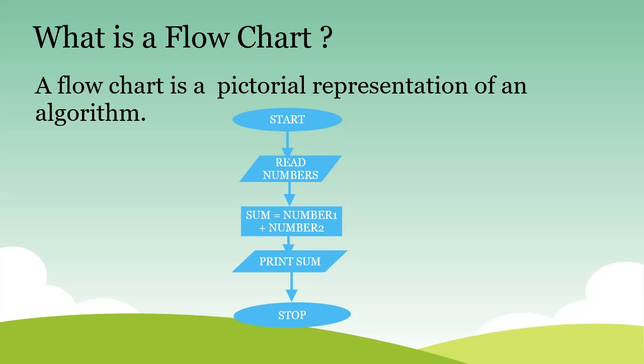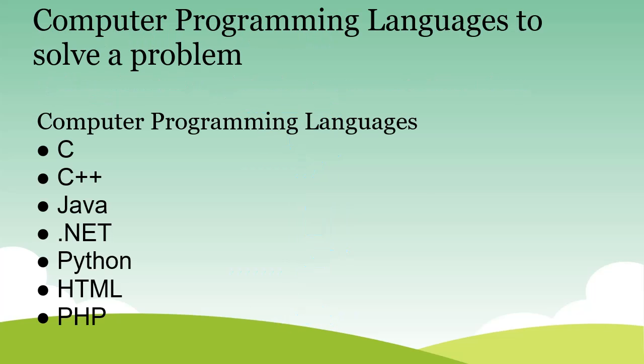Sum is equal to number 1 plus number 2 is actually the process, and for that I have used a rectangle. Apart from these basic symbols, there are many other symbols also. For example, decision box, connectors, etc. So we learned about algorithm and flowchart.